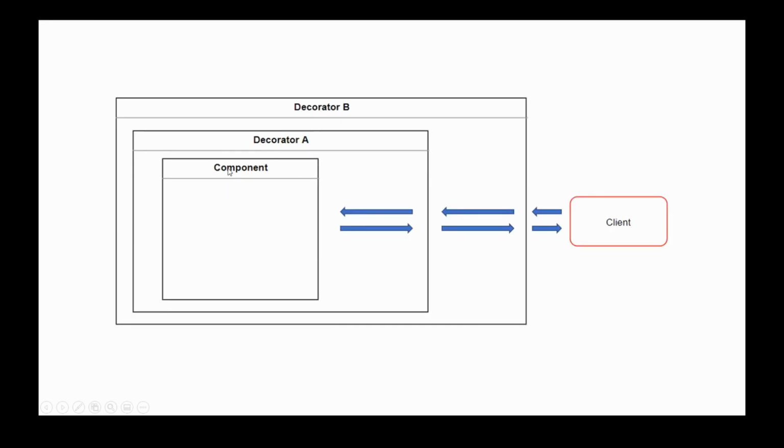So, for example, I have a component, and this component is wrapped by decorator A, and decorator A is wrapped by decorator B. So when a client is calling decorator B, it calls decorator A, and decorator A calls the component. And the return value goes back to decorator A, and decorator A gives the return value to decorator B, and decorator B returns the value to the client.